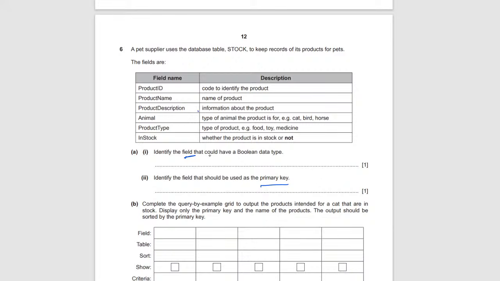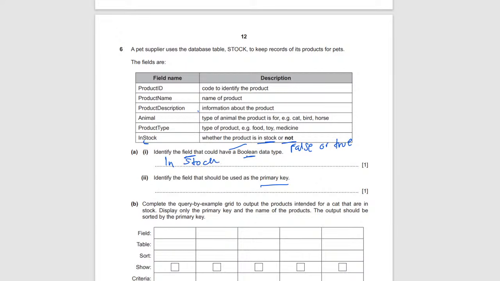So in this case, it says identify the field that has a boolean. Remember, boolean is false or true. So anything that could have false or true would be something like that. Here you can see in stock says whether the product is in stock or not. If it is in stock, then true. If it is not in stock, false. So this would be in stock.